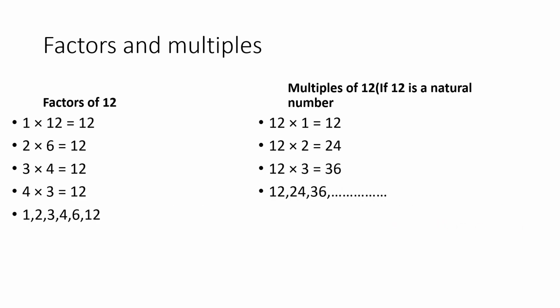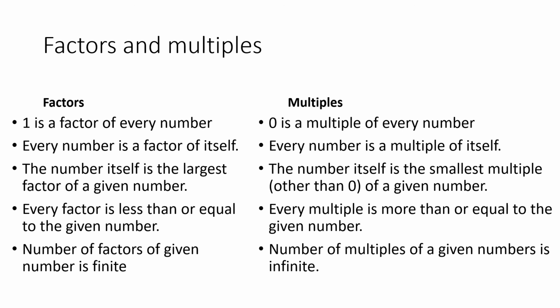Now here we can observe that factors of 12 are 1, 2, 3, 4, 6, 12, right? They are finite, they are fixed in number. But multiples, here I am taking 12 as a natural number, remember this thing. So multiples of 12 are 12, 24, 36, and they are infinite. Because numbers are infinite, that's why multiples are also infinite for any number. Therefore, we can say that the number of factors of a given number is finite and the number of multiples of a given number is infinite.